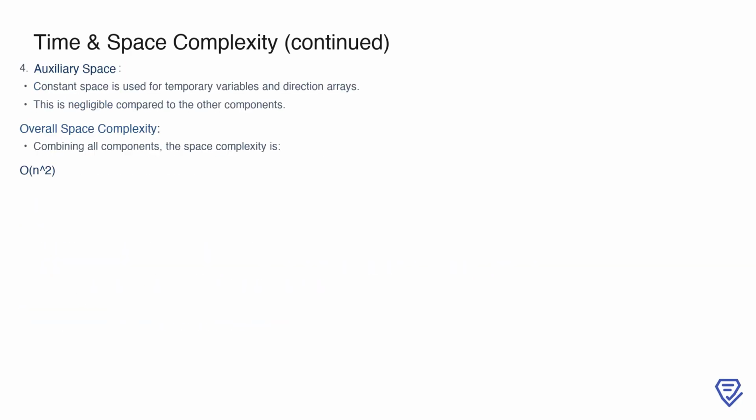Additionally, there is some auxiliary space used for temporary variables and direction arrays during the computation. However, this space is negligible compared to the larger components we've discussed. Putting it all together, the primary contributors to space complexity are the visited set, the BFS queue, and the grid storage, all of which scale with n². Thus, the overall space complexity for the solution is O(n²).